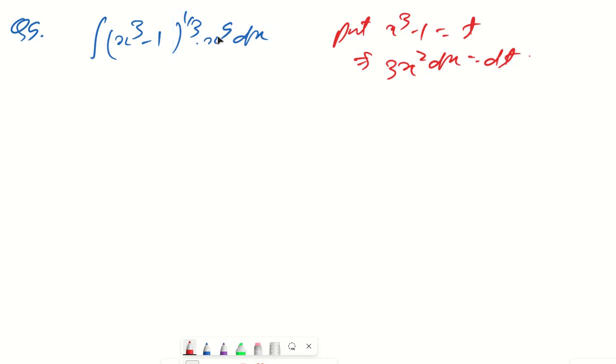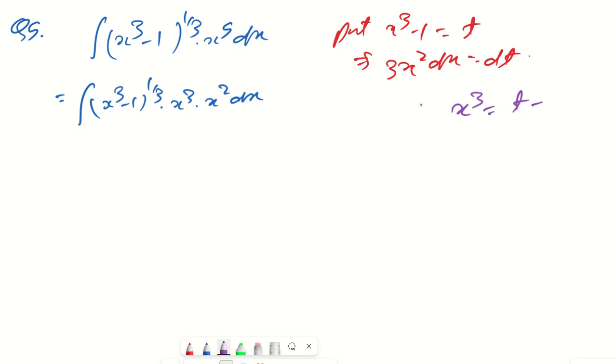We have here x to the power 5, so one more x cube is extra there, so that can be written as, let us do that, integration of, can we write it like this, x cube minus 1 to the power 1 by 3 into x cube into x square dx, and x square dx can be replaced by dt by 3, and x cube we can replace by t plus 1, so I'll just write it here as x cube can be replaced by t plus 1.